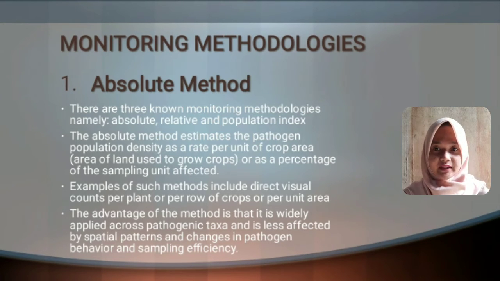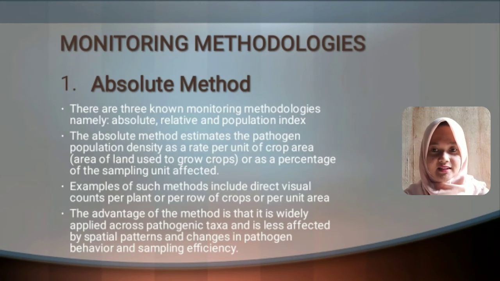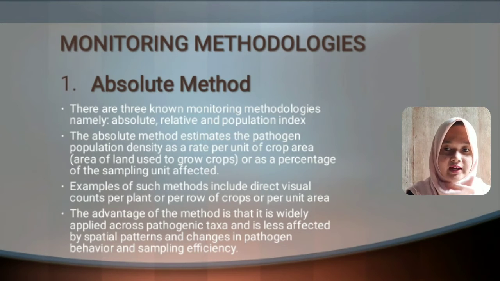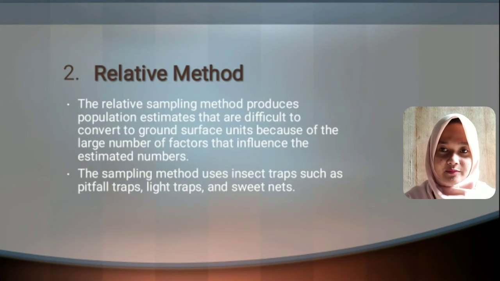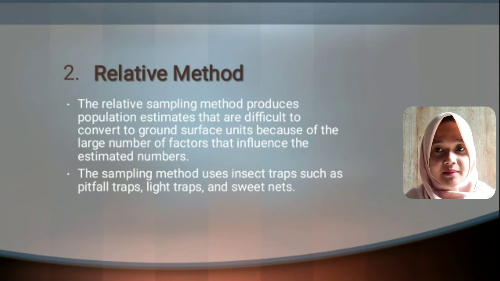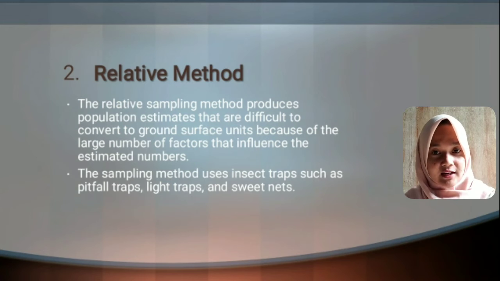The advantage of the method is that it is widely applied across pathogenic taxa and is least affected by spatial pattern and change in pathogen behavior and sampling efficiency. The second monitoring methodology is the relative method. The relative method is a sampling method that produces population estimates that are difficult to convert to ground surface units because of the large number of factors that influence the estimated numbers. The sampling methods used include traps such as pitfall traps, light traps, and sweep nets.